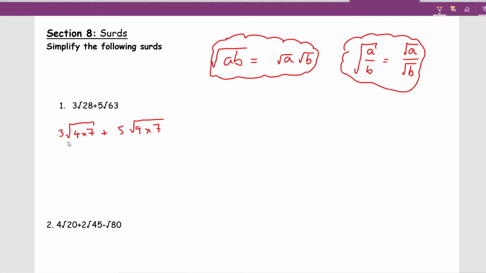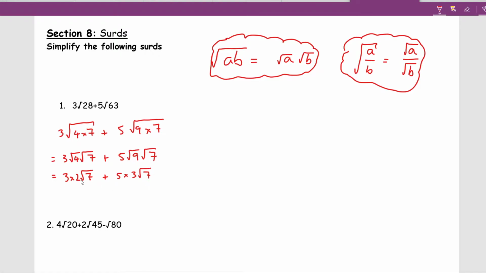The reason I've done that is because I want to now split this up. So I've got 3 root 4 root 7. Now I can do this according to this rule. We can split this up into the product, and likewise, I can then put root 9 root 7. Don't forget all these are times each other. So what we've got here is 3 times the square root of 4, and the reason I took the highest square number is that I can square root a square number. So the square root of 4 is 2, and I've got root 7 here. And similarly, 5 times the square root of 9, which is 3, and I've got root 7 here. Can't do anything about that.